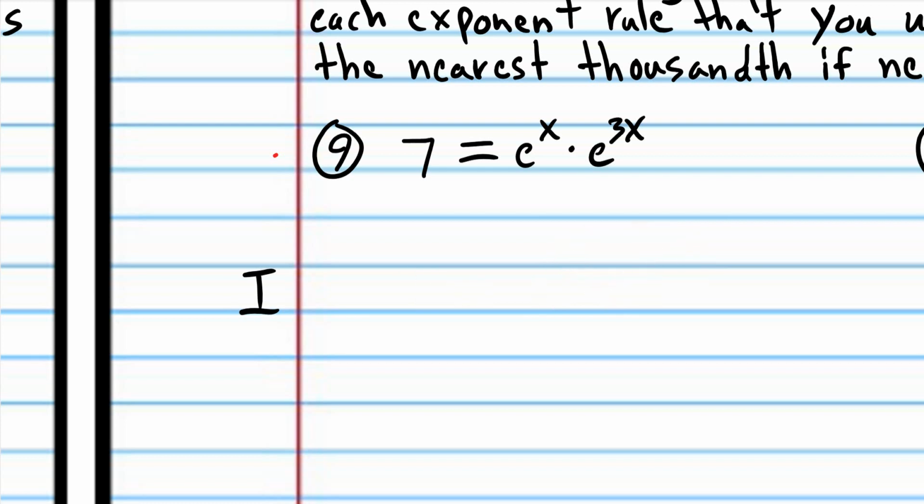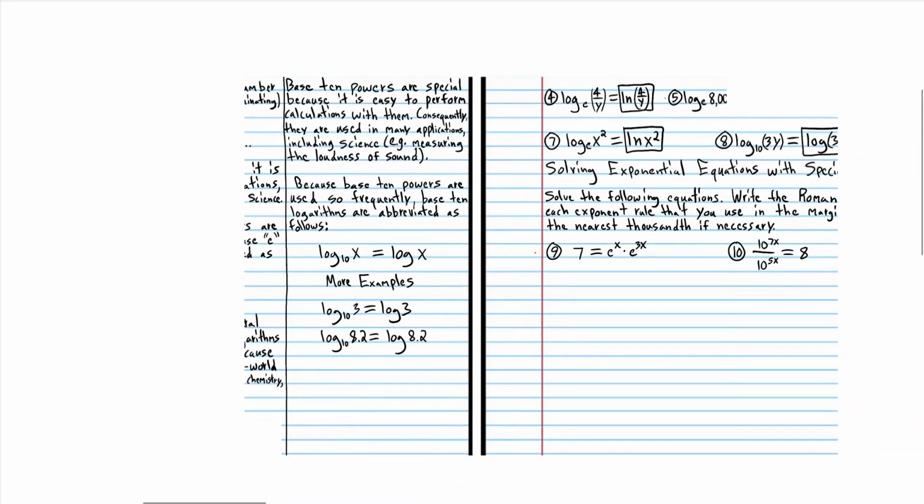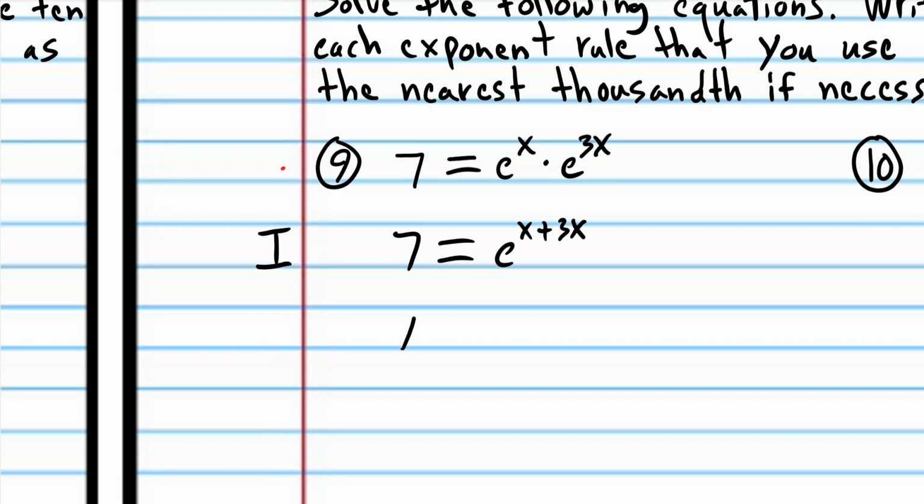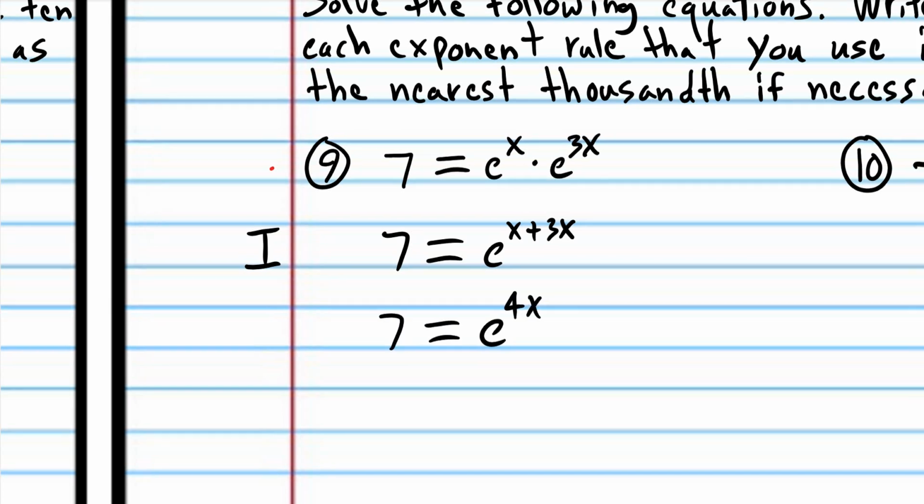But now we have base e. Remember, e is just a constant. It's just a constant number. We're going to use the exponent rules just like we would when you have a number as the base as opposed to a letter. We have the same base, so you're just going to add the exponents. So we get x plus 3x. So 7 is equal to e to the 4x power.